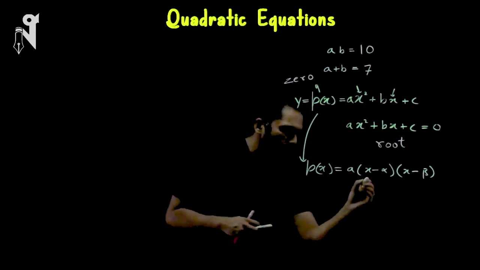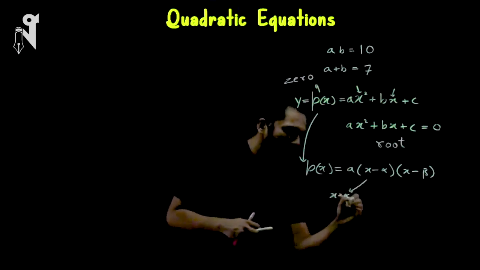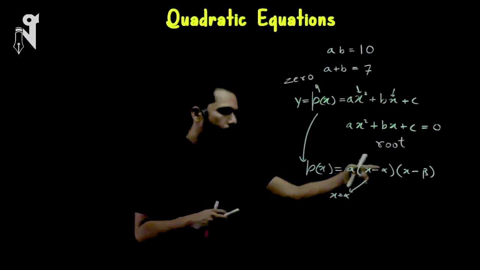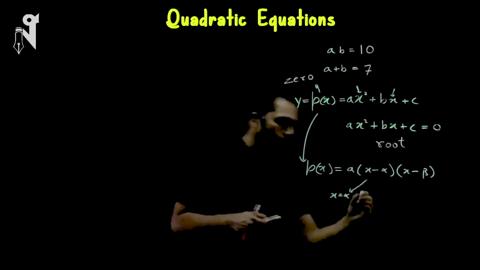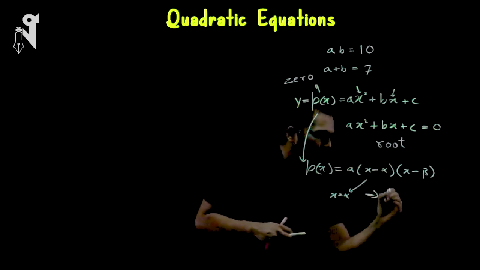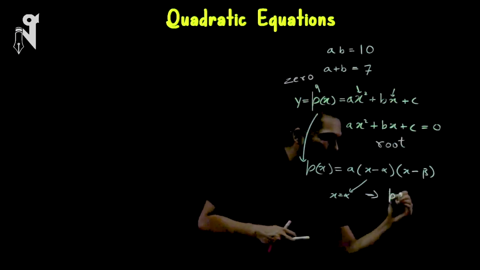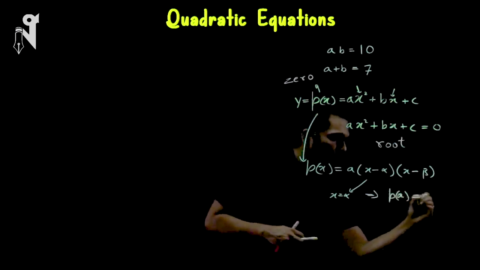So we know that when we put x equal to alpha, this part, x minus alpha, is going to become 0, and the whole polynomial will become 0. So that will result in a polynomial value when x is equal to alpha. So we'll write it as p of alpha will become 0.